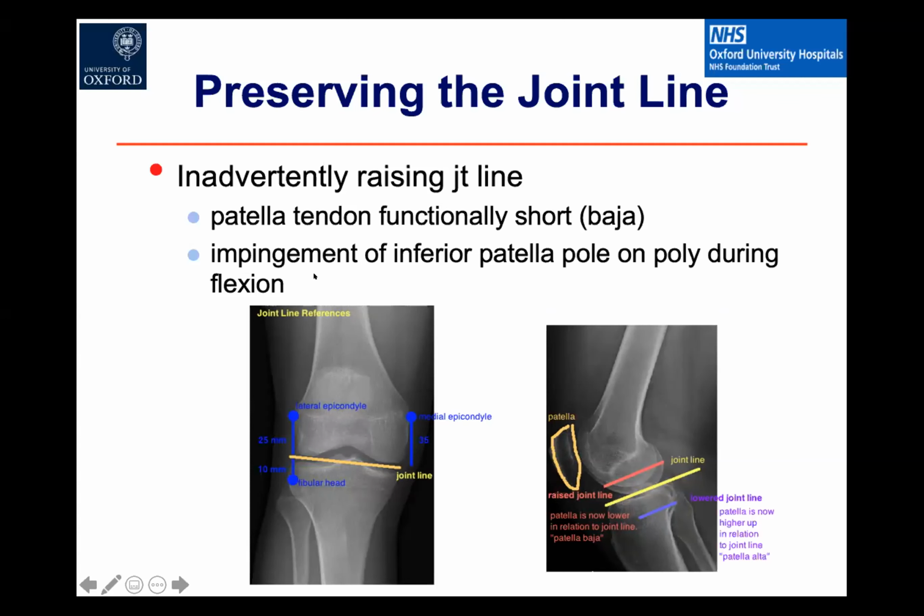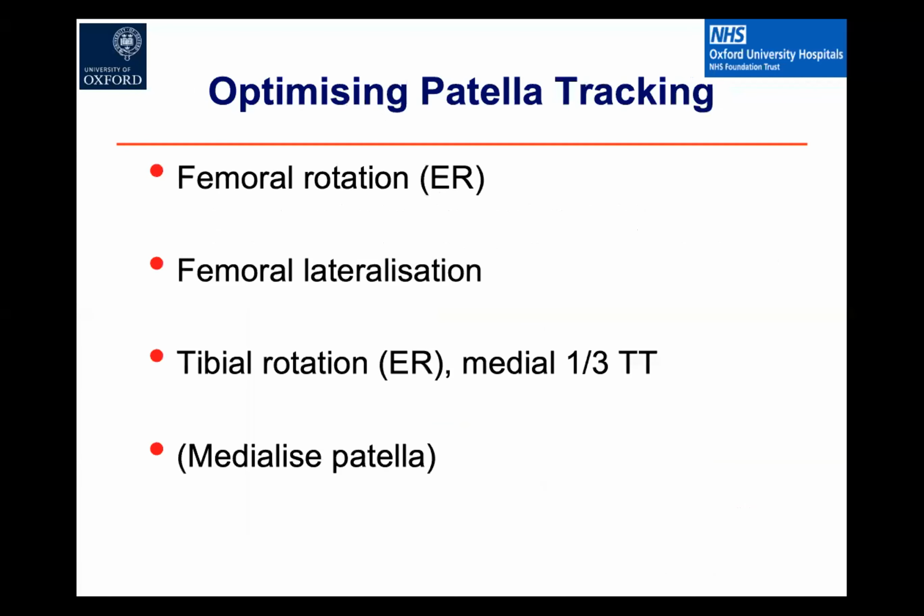But essentially, if you raise your joint line inadvertently, then your patellar tendon will be functionally short, hence patella baja, and then it will impinge on your poly when you try and flex, and that causes reduced range of motion. Joint line is extremely important in revision surgery especially, and hence these landmarks are particularly useful during those types of scenarios.